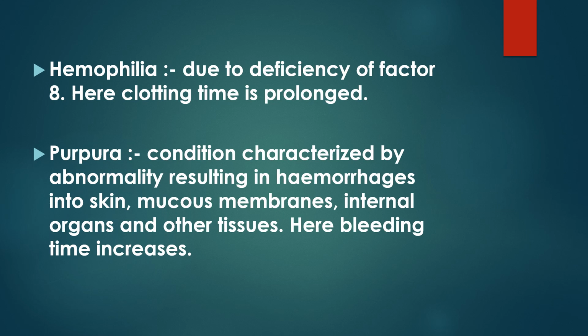What is hemophilia and what is purpura? What is hemophilia? It occurs due to deficiency of factor 8, clotting factor 8. Okay, and here the clotting time is prolonged. And what is purpura? It is a condition which is characterized by abnormality resulting in hemorrhages in the skin, mucous membrane, internal organs, and other tissues. Here, bleeding time is increased.